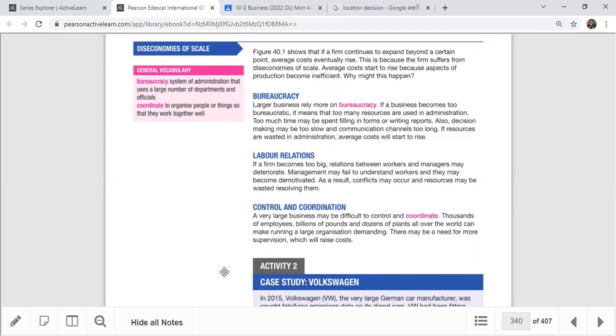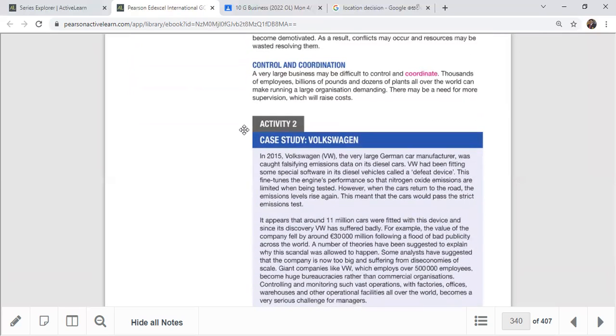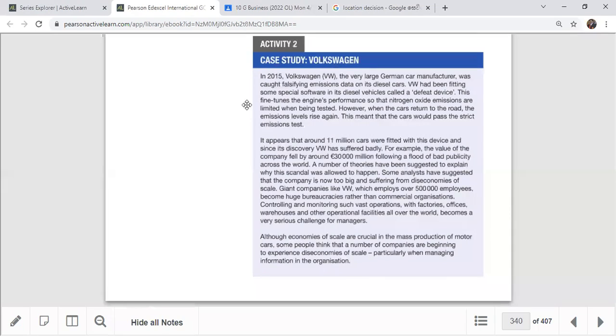Okay, let's go to activity number 2, the Volkswagen case study, right? Samar, can you read the case study, please? Okay, Divan, can you read it, please?